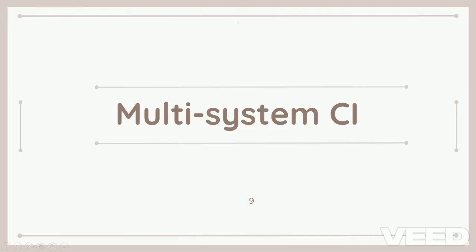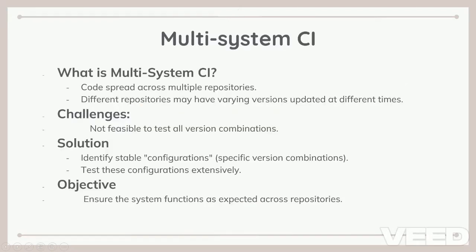In a multi-system continuous integration setup, the code is spread across multiple repositories instead of being in one central place. This means the system has to combine code from different repositories, which may have different versions updated at different times. It's not practical to run large integration tests for every possible combination of versions. Instead, the goal is to find specific combinations of versions, called configurations, that are stable and suitable for further testing on release. These configurations are then tested on a large scale to ensure the system works as expected.